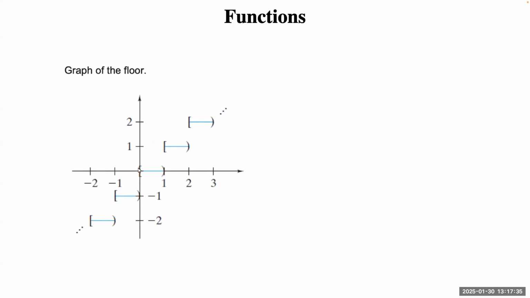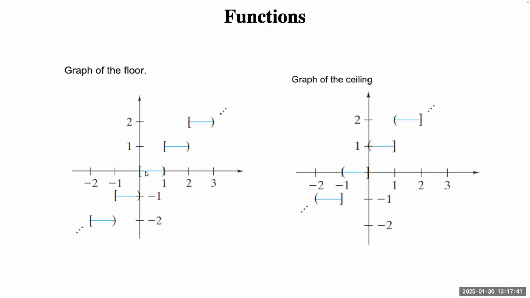Here's the graph of the floor. If you're at 0, the floor of 0 is 0. So that's why that's a square bracket. Any number up to 1, but not including 1, say like 0.5, the floor of 0.5 would be 0. The floor of 0.9 would be 0. The floor of 0.9999 would be 0, and so forth. Once you hit 1, the floor of 1 is 1, so it jumps up here. So now you have square brackets here. And everything from 1 up to 2, not including 2, like 1.5, 1.25, 1.3789, 1 point whatever, its floor is 1. Once it hits 2, it jumps up to 2.